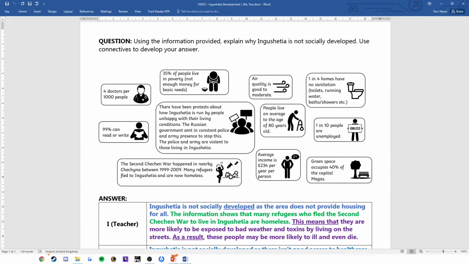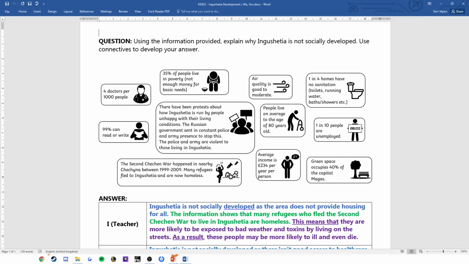So in Ingushetia, 4 doctors per 1,000 people are found there. So this is social development. And it shows that Ingushetia is not meeting the social development, as that's a very low number of doctors for people. 35% of people live in poverty, so that's not having enough money for basic needs. We would put this statement under economic development, as it is more to do with the economy and money.